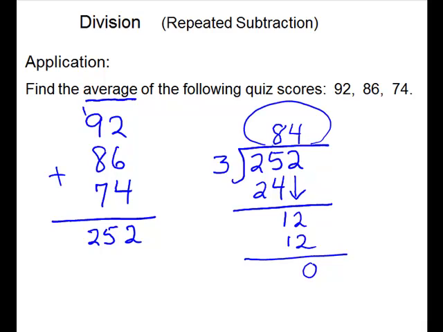Let's see if that's reasonable. Is that kind of in the middle of those numbers? It is. If we had made a math error and we had 94 for the answer, if you looked at that, you would say, no, that's not reasonable. 94 is higher than the biggest one, so it can't be the average. It can't be kind of in the middle. Or if we had a 64, no, that's lower than the smallest one. Can't be a 64.